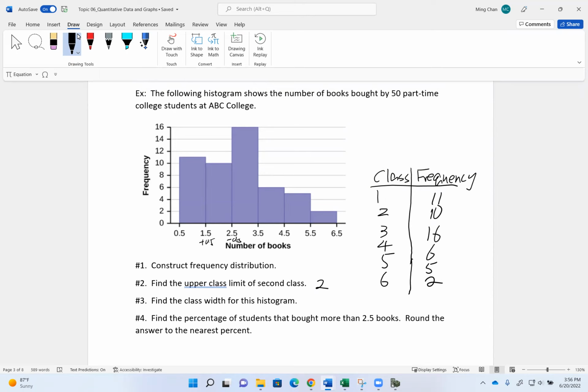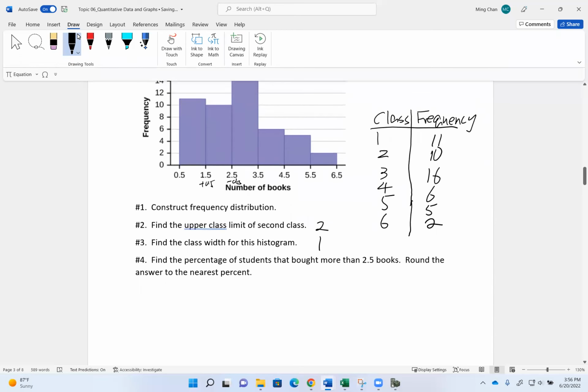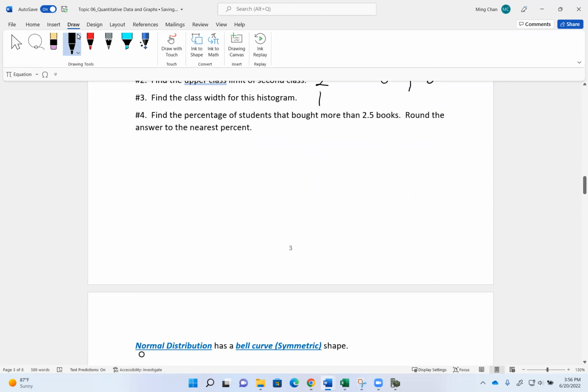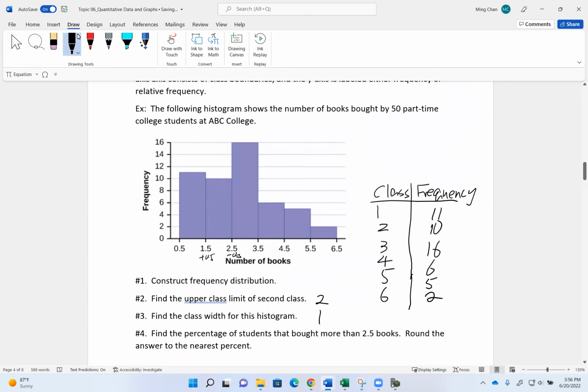All right, find the class width for this histogram. So class width, we can either subtract 2 consecutive lower class limits, or we can subtract the boundaries. Either way, if you take any 2 consecutive boundaries or lower class limits and subtract them, the class width is 1. All right. Number 4, find the percentage of students that bought more than 2.5 books. So this is looking for a percent.